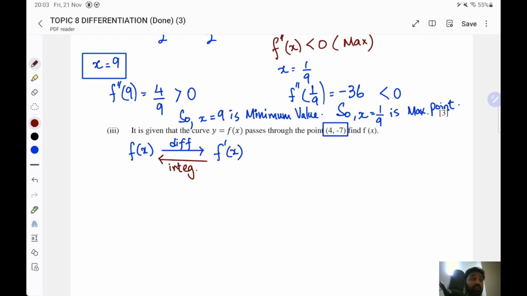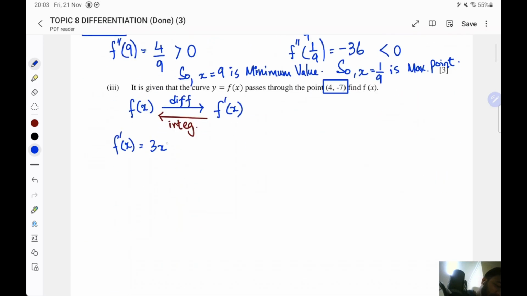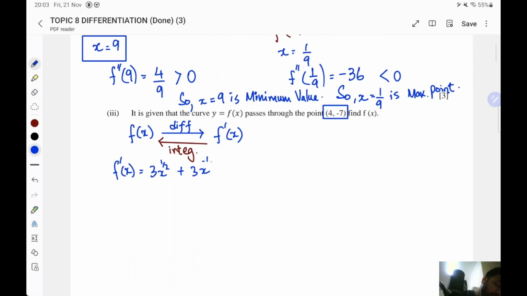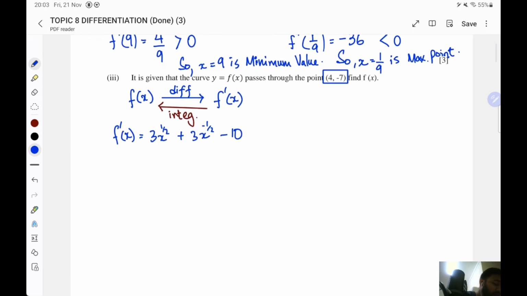Integration is when you have the differentiated function, you have the dy by dx, and you want to find out the function itself. So we are going to do the differentiation in the integration. So let me write it here. The differentiation of the function is 3x power 1 by 2 plus 3x power minus 1 by 2 minus 10. So we'll do integration on both sides.